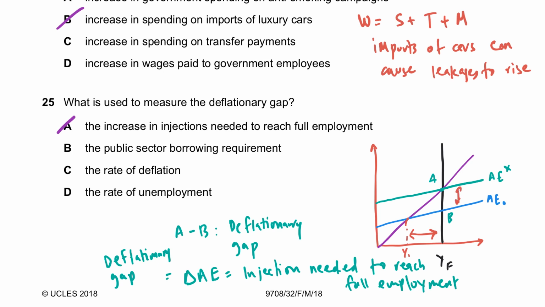Now how do we go from AE0 to AE star? The answer is when some injections take place. Let's say I goes up, or G goes up, or X goes up, we can go to the full employment level. That's why the increase in injections needed to reach full employment can help us understand the level of the deflationary gap.